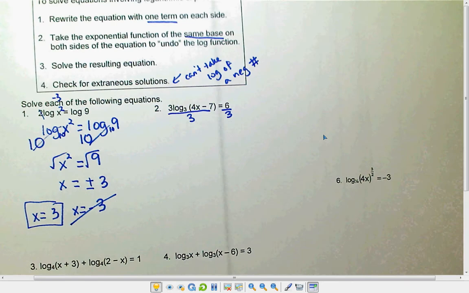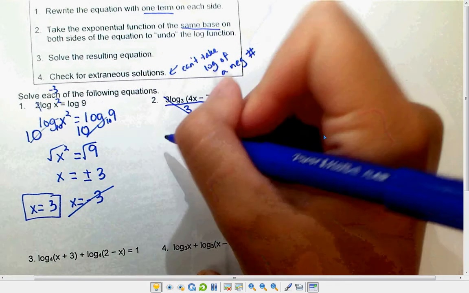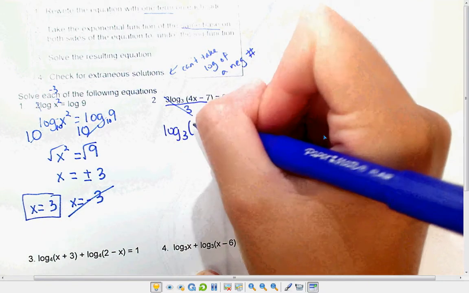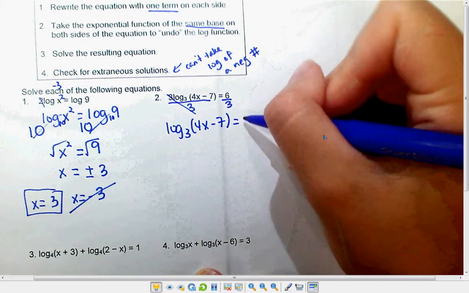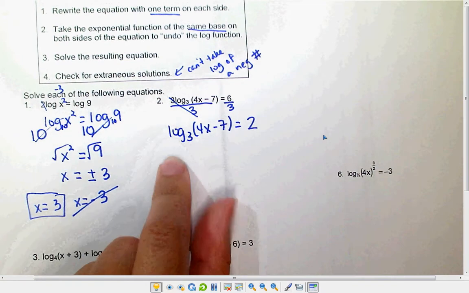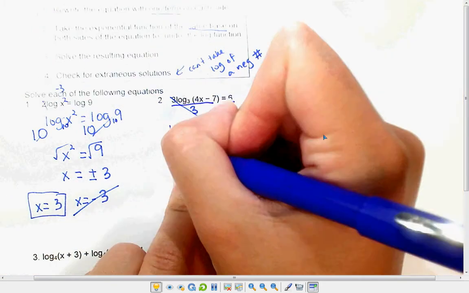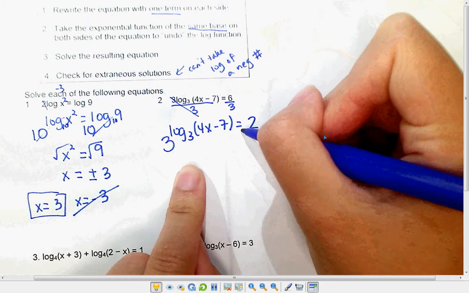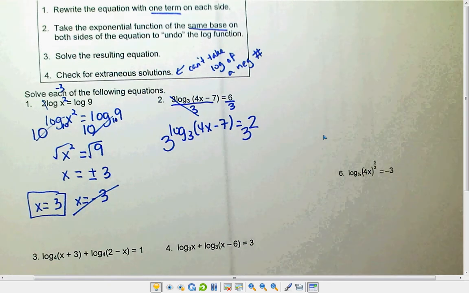So just like any other equation, I'm going to start on the outside and work in. So these cancel out. This leaves me with log base 3, 4x minus 7 equals 6 divided by 3, which is 2. Okay, so now I have one term on each side. I'm now going to undo this log function. Okay, so the inverse of this log function with a base of 3 is 3 to the power of that log base 3. Make sure you want to do it to both sides.